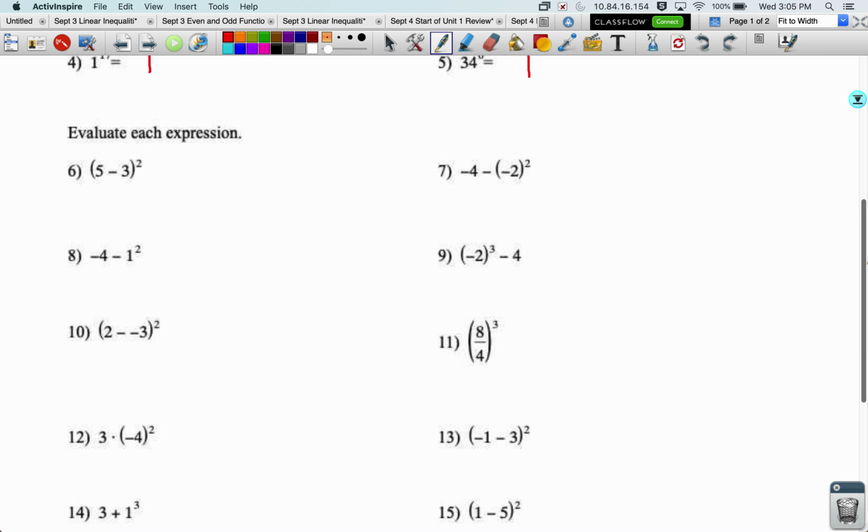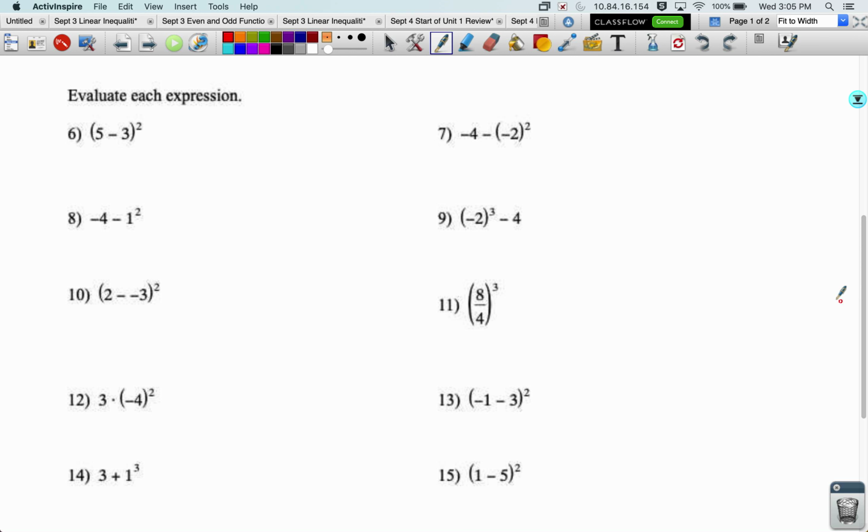All right, let's take a look at some of these expressions. Let's remember PEMDAS, we do parentheses first and then exponents second. So with number 6, we do the 5 minus 3 first, that becomes a 2. 2 squared is 2 times 2, that's 4. Number 7, the negative 2 gets squared, that becomes a positive 4, so we got negative 4 minus 4, that's negative 8.